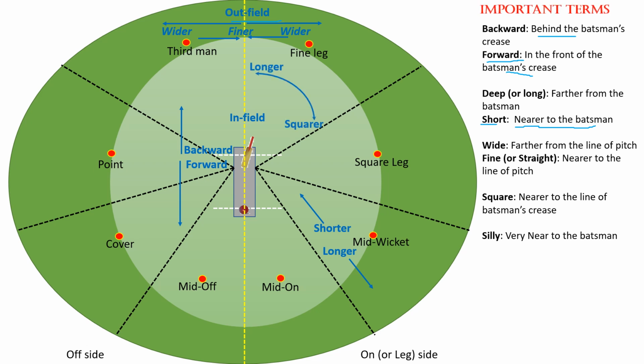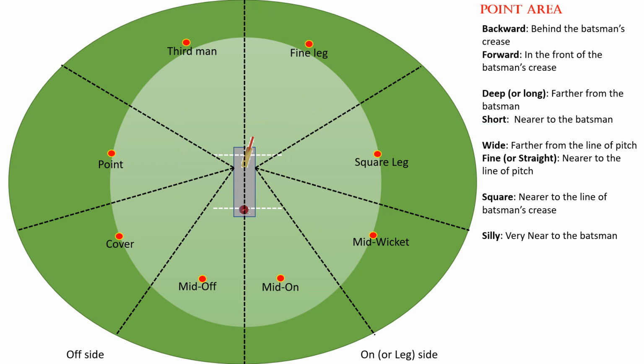There are two more important positions. One is square or squarer, when the fielder moves nearer to the line of the batsman's crease. So if you are moving towards this white line, which is the batsman's crease, then it is a squarer position. And if you are moving towards the line of pitch, then the fielder is said to be moving long or longer side.